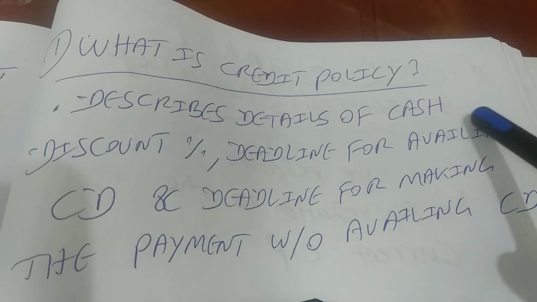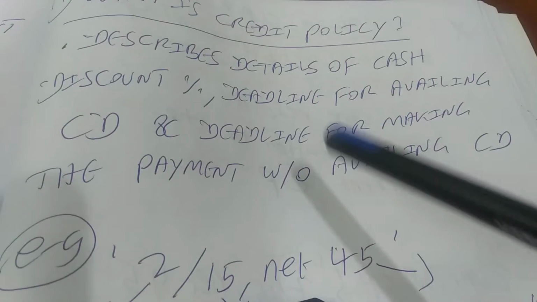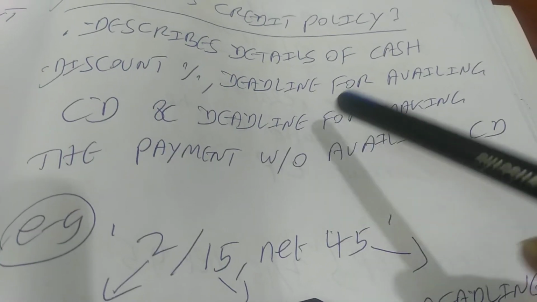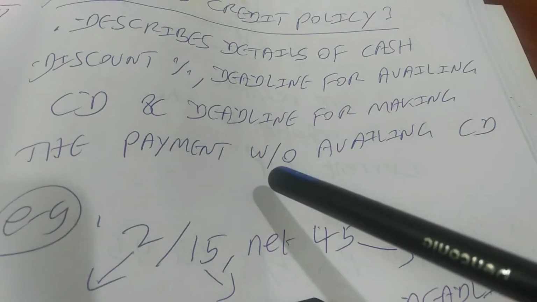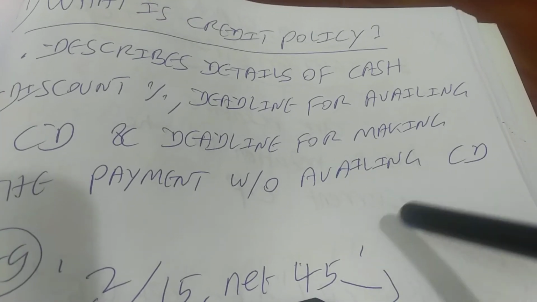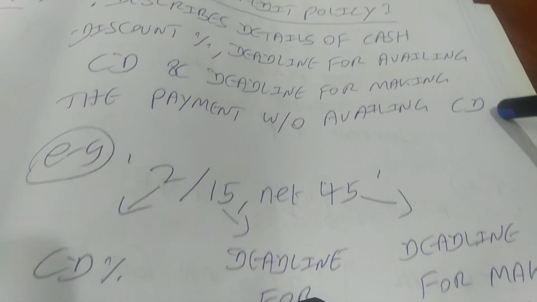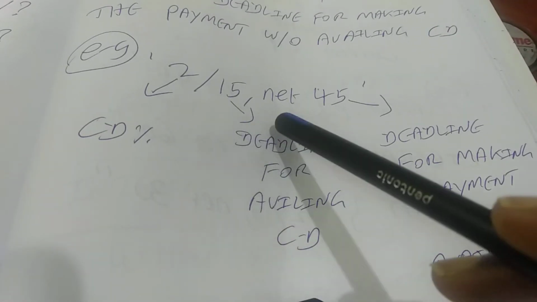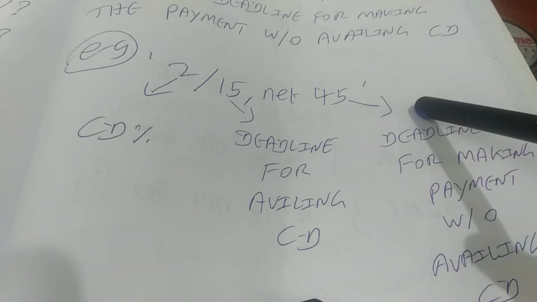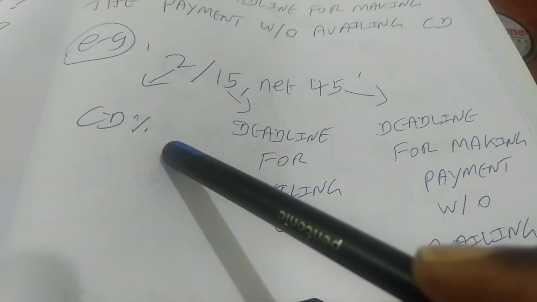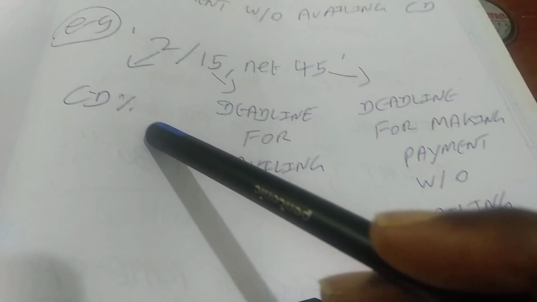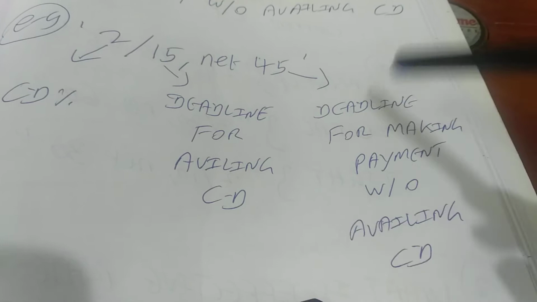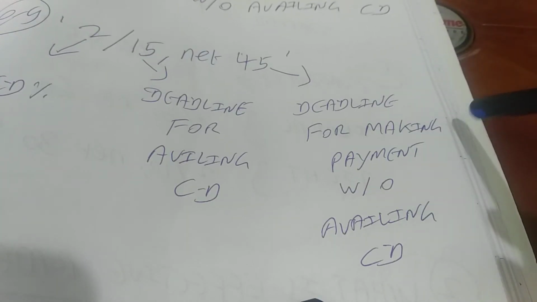Question number one, what is credit policy? Credit policy describes details of cash discount percentage, deadline for availing cash discount, and deadline for making the payment without availing cash discount. CD is cash discount. Example for credit policy is this: 2 by 15 net 45, wherein 2 refers to cash discount percentage, that is 2%. 15 refers to the deadline for availing CD, and 45 refers to the deadline for making payment without availing CD.